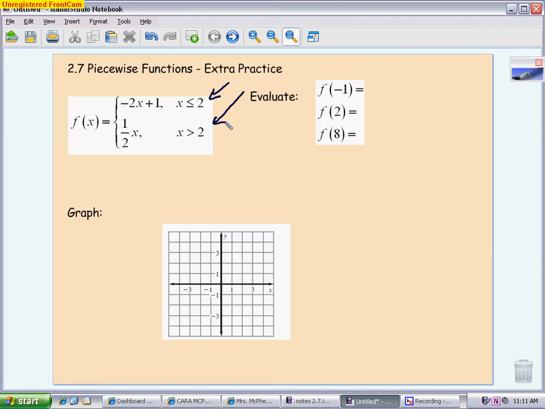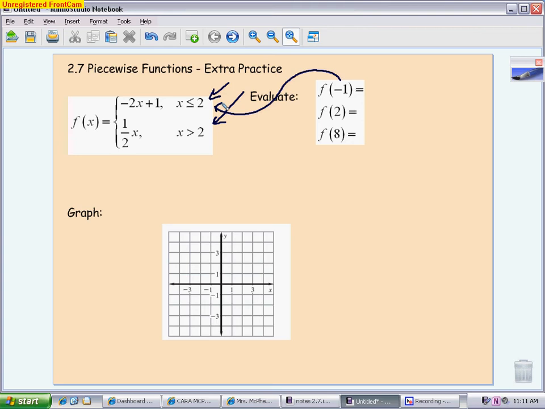So you have a decision to make. You have to take the argument, the number you're plugging in for x, and decide where it goes. You'll never be putting it into both. So the first thing that I'm asking you to do is find f of negative 1. When you're making your decision, you see that negative 1 is less than 2. So that means you're putting the negative 1 into the top equation.